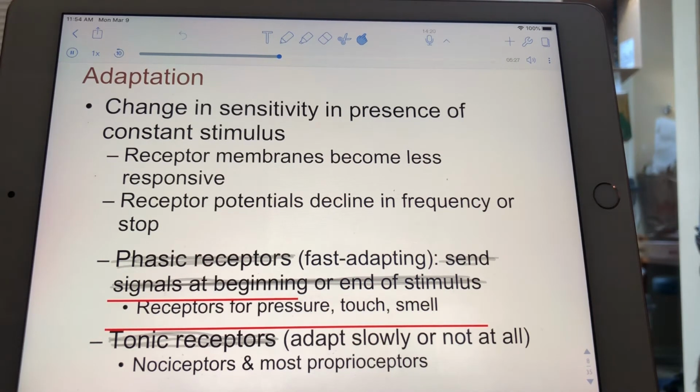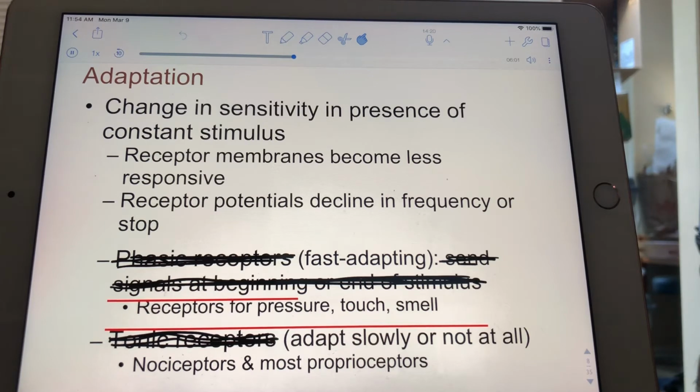Anywho, what I had crossed out, I don't need you to be able to recognize the phrase phasic receptor. And I don't need you to be able to define necessarily, at least not necessarily in those terms, when along the application of the stimulus the receptor is active.